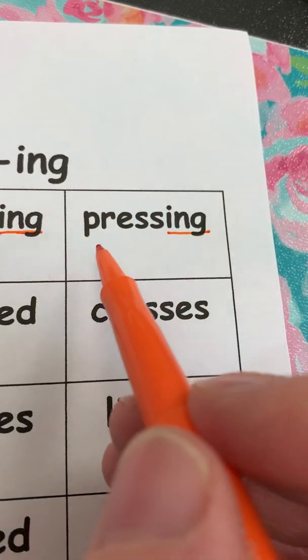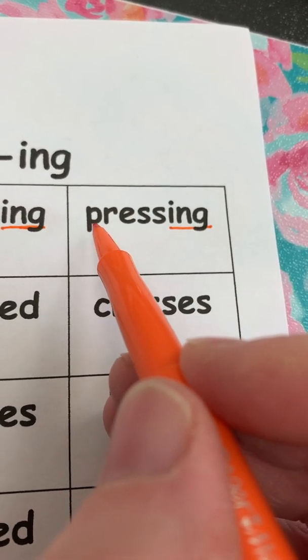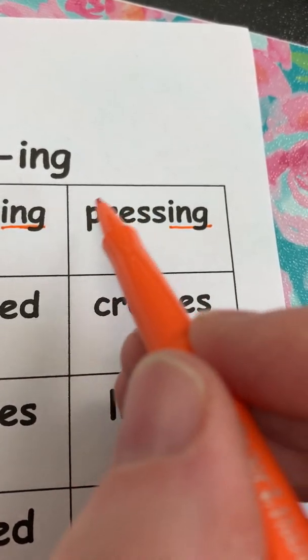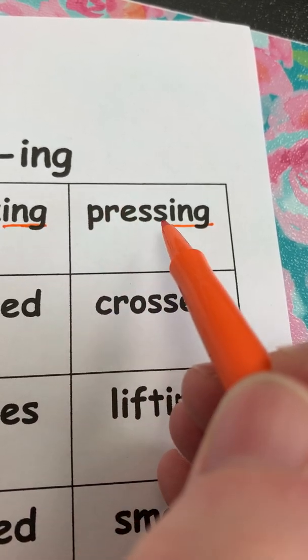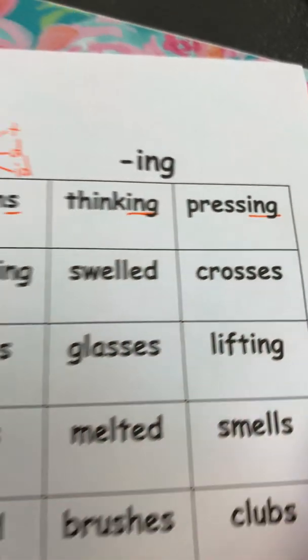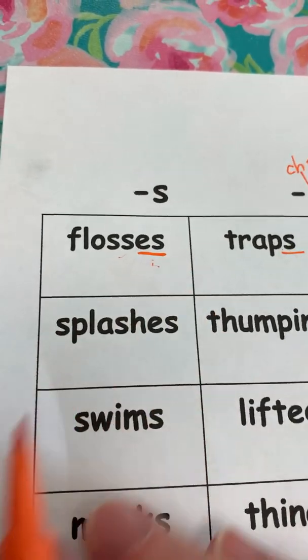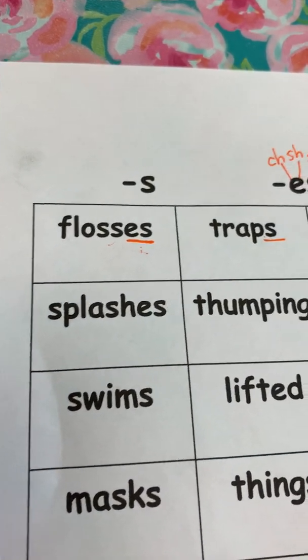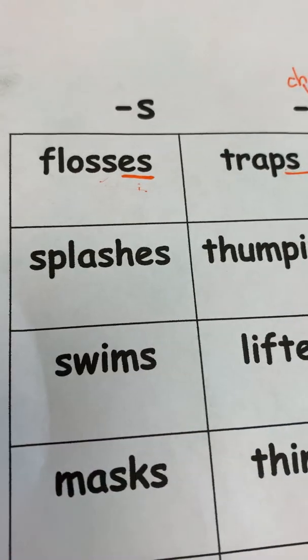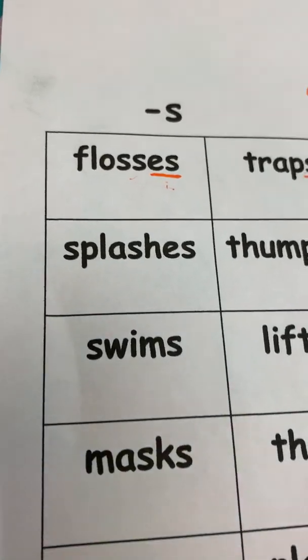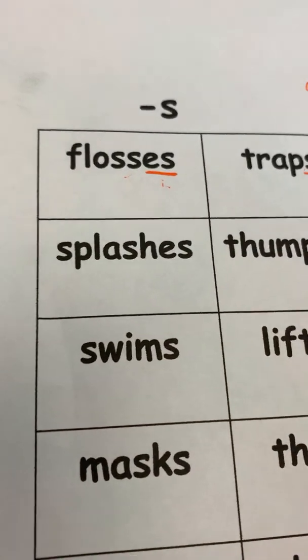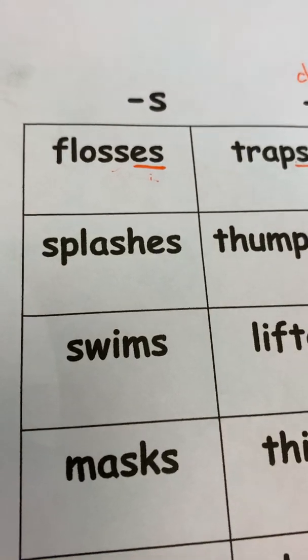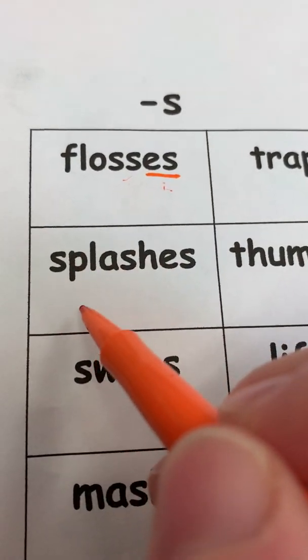Underline the ing. Let's blend from the left to the right. Pre. There's our slide. Pre. Press. Pressing. Very good. Are you marking these with me? Are you reading them with me? If you're marking them and reading them with me, take a look over at me right now, wherever I am in the room, and give me a thumbs up. I'm going to be looking for that. All right, let's go down to the next row.